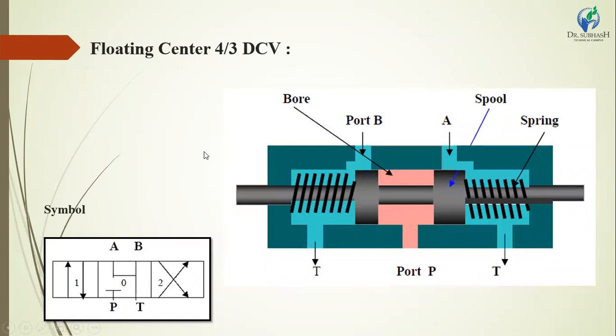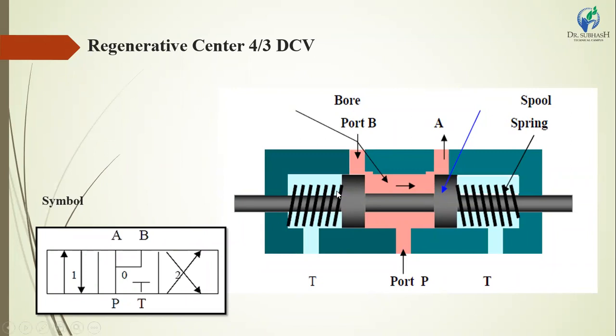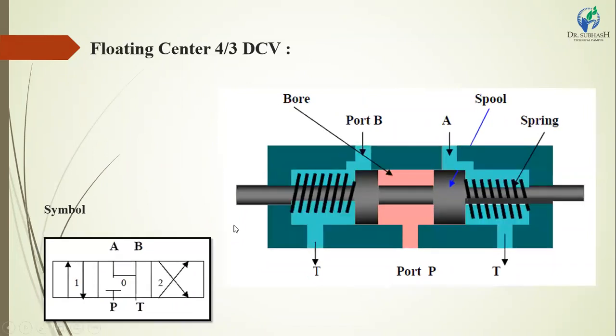The next is the floating center. The floating center is the opposite of the regenerative center. In the regenerative center, oil passes from point P to A and B. In a floating center, in the opposite position, the oil is drained from position A and position B to a tank. Here point P is closed, which means oil does not pass from port P to another port.